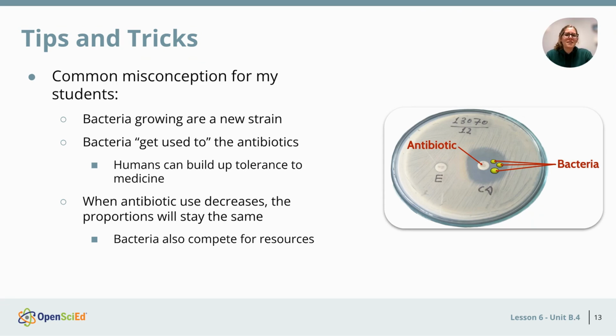Another common misconception, and you can see one of the pictures from the transfer task here, is that the bacteria that are growing are a new strain. And then I'll be like, well, where did that new strain come from? What do we mean by new strain? And a lot of times then they'll say, oh, well, these are bacteria that don't get killed by the antibiotic. I'm like, oh, could they be the same type of bacteria, but maybe they had a different variation of a trait? And next misconception, when antibiotic use decreases, the proportions will stay the same.